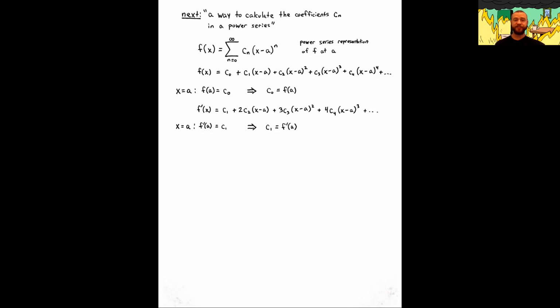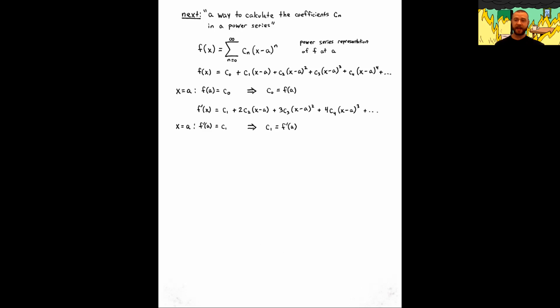So if we take our power series for f of x and we differentiate it, we get a power series representation for the derivative. Notice c sub 0, which is a constant, differentiates to 0. C sub 1, which has x minus a multiplying it in the function's power series, when you differentiate c sub 1 times x minus a, that just differentiates to c sub 1, and then the rest of the terms follow by applying the chain rule.